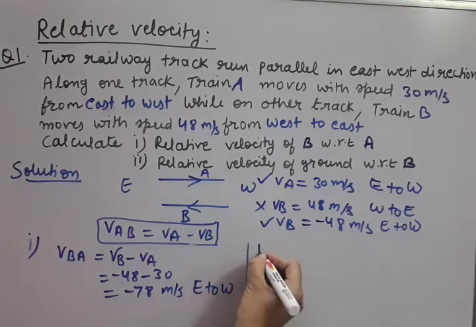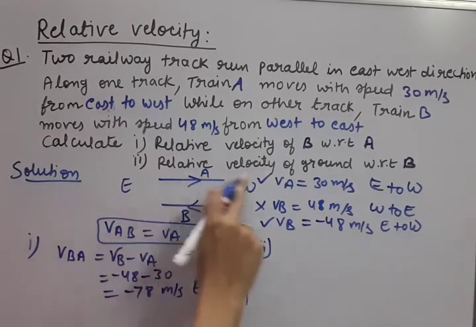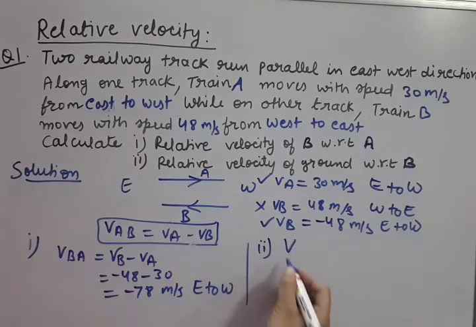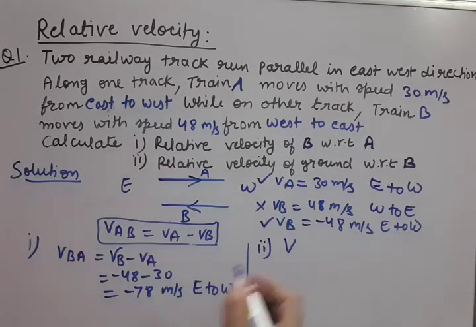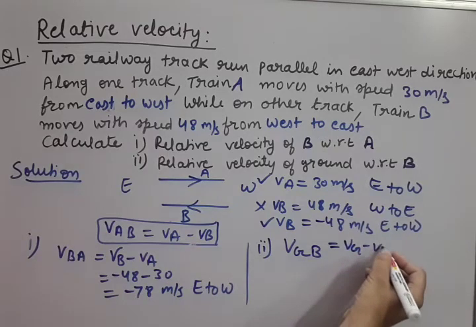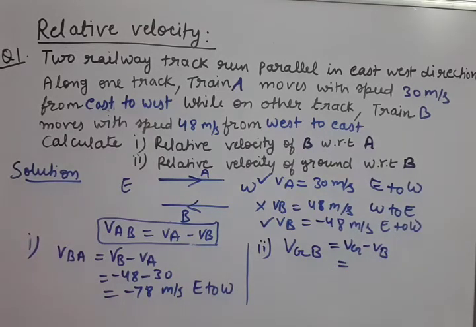the second part of the question is relative velocity of ground with respect to B. So how do we write it? Let us make it symbol. Relative velocity of ground, so G with respect to B, so VGB is the formula. Now according to this concept, VGB formula is always VG minus VB. Okay, now VG minus VB, so you should know the value of VG.